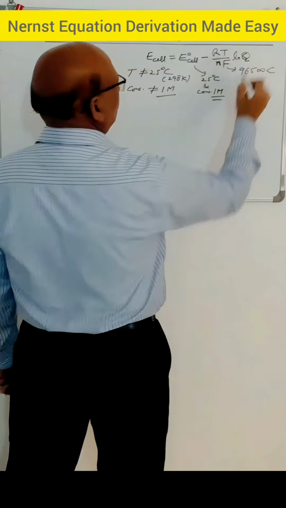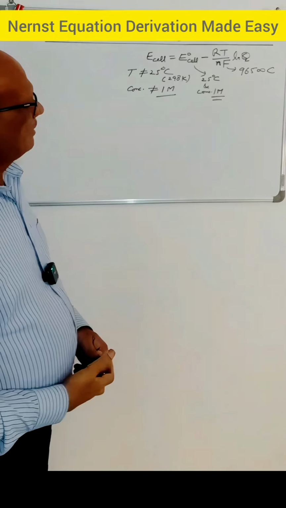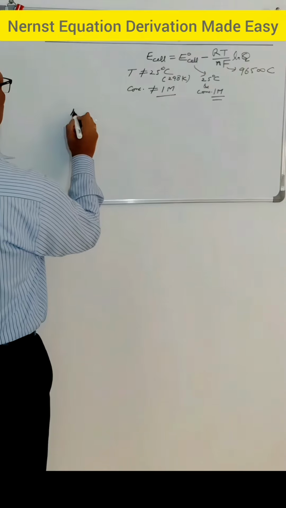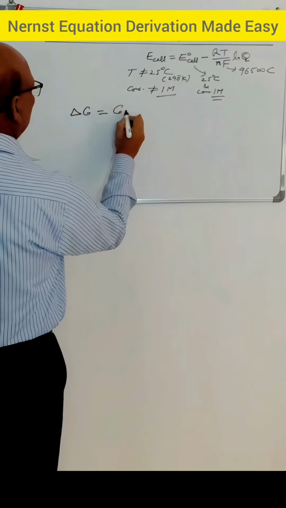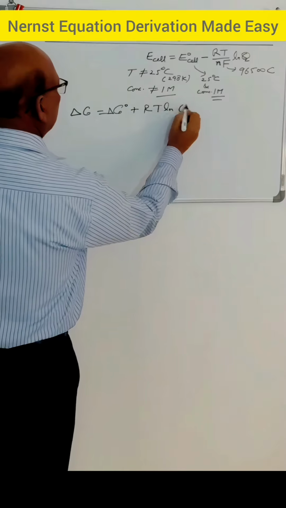And Q is the reaction quotient at any instant of time, that is nothing but product concentration divided by reactant concentration. तो इस इक्वेशन को हमें डराइव करना है. So we start with the thermodynamical equation, that is delta G equal to delta G naught plus RT ln Q.